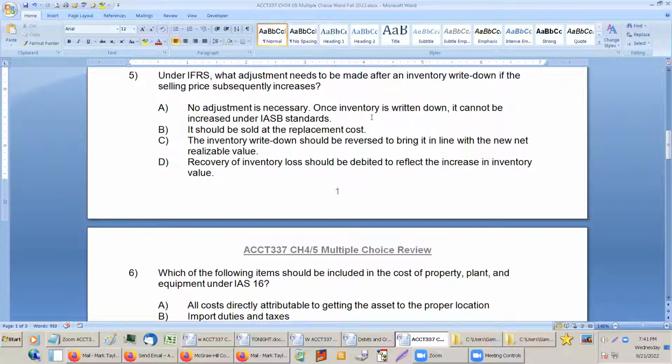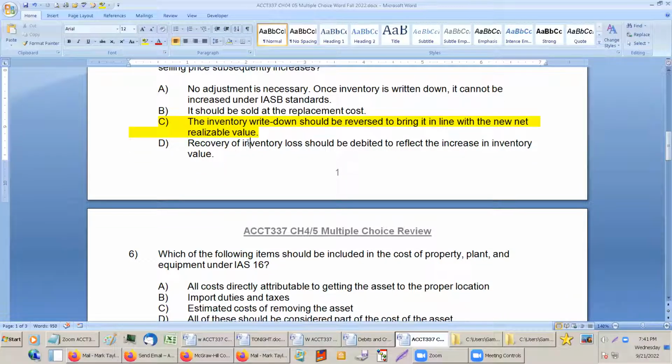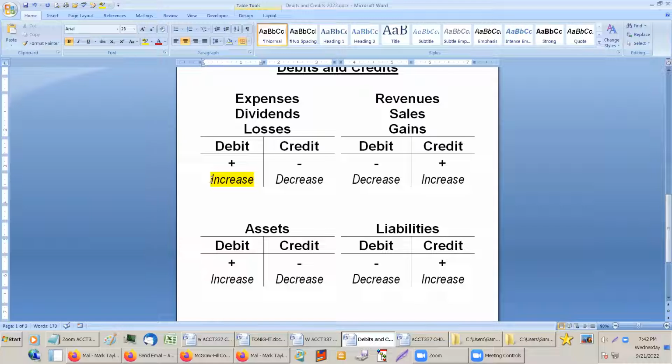Any ideas which one? Is it C? It is C. Very good. Yeah, it is C. It should be reversed. Recovery of loss should be debited. This is kind of a tricky one. It should not be debited. A debit is, if it's a loss, it's a debit. If it's a gain, it should be credited.